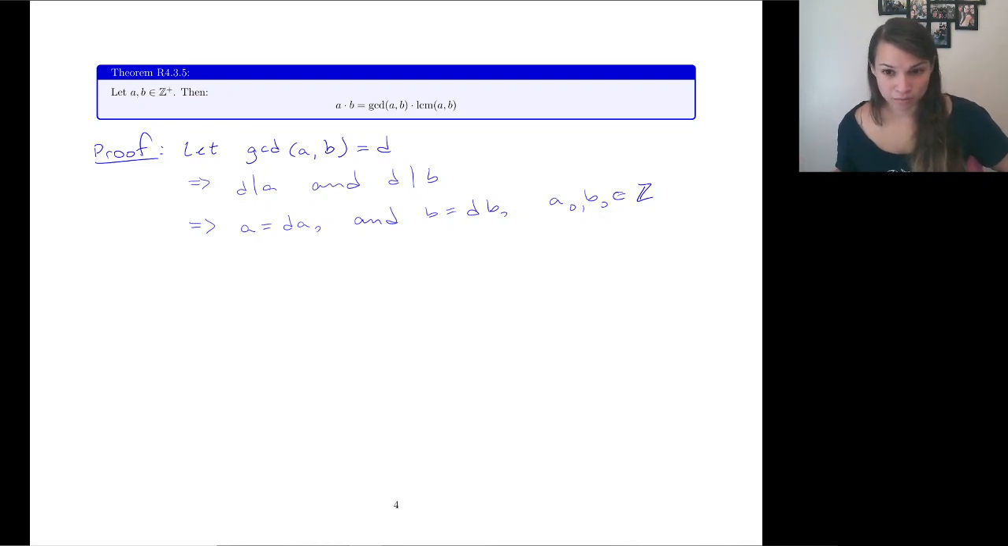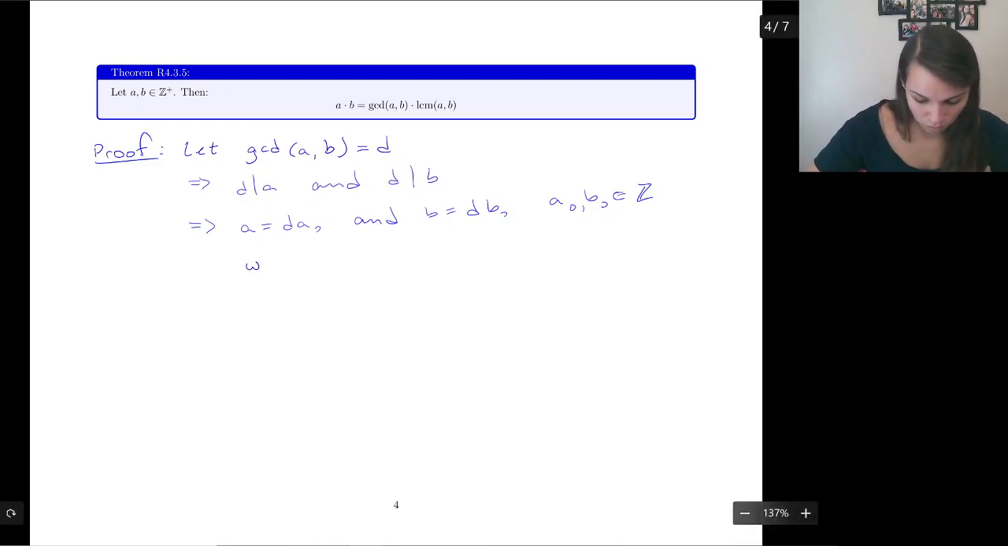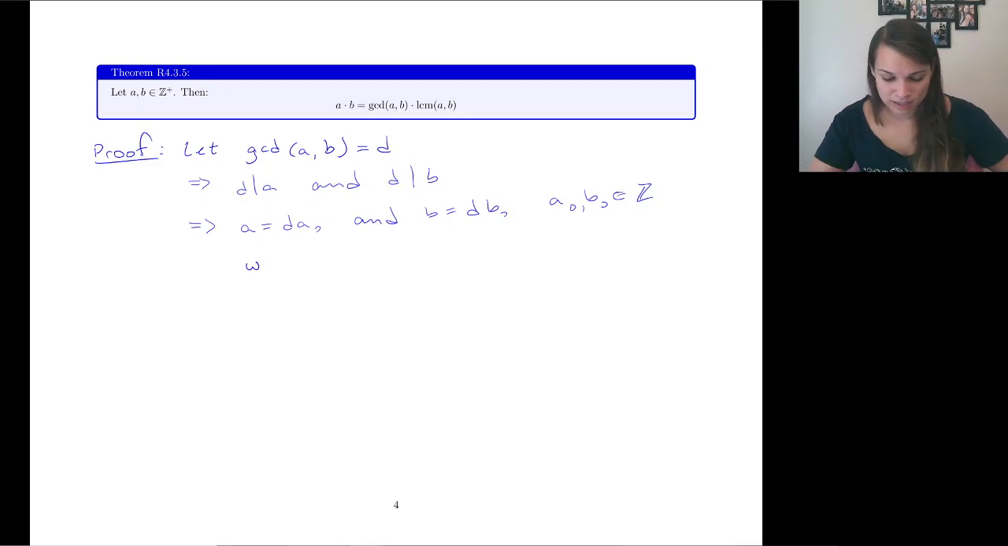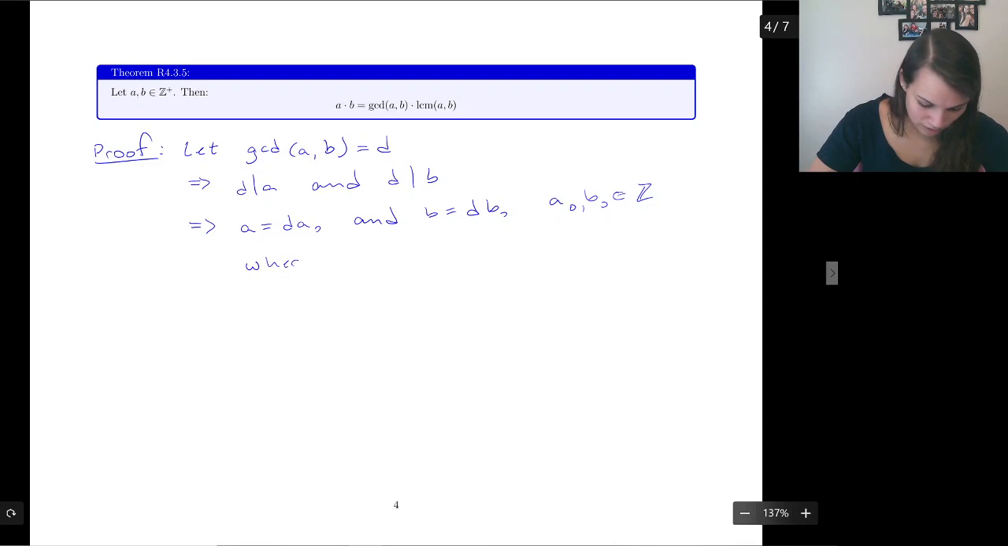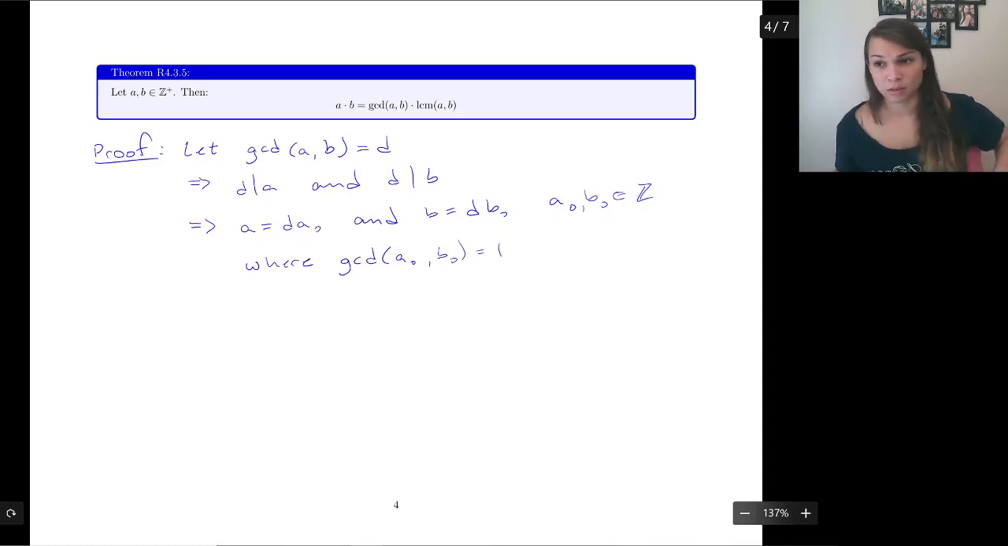And then furthermore, since D is the GCD, that means A naught and B naught can't have anything in common. Otherwise, it would have had to be here in D. So we get to say that the GCD of A naught and B naught is 1, so that they'll be relatively prime.